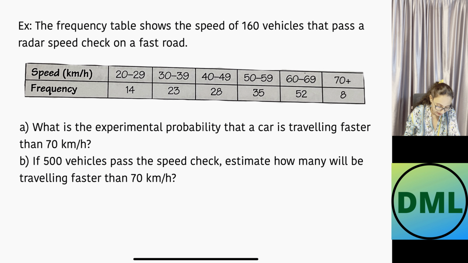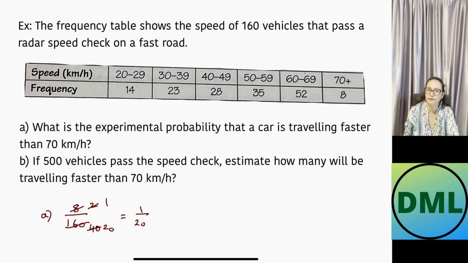Let's give the experimental probability for the first part. The first part will be given as 8 over 160. I need to simplify that. 4 2s are 8, 4 4s are 16 and 0. 2 1s are 2 and 20. My experimental probability is 1 by 20 for the first part. Let's see the second part here.